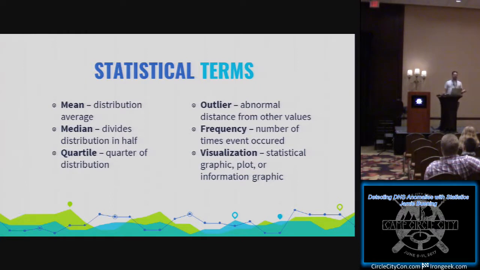Terms, you've probably heard of these: mean, median. Those are both terms that describe the middle of a data set in different ways. We've got a quartile, which is just 25% of a group of observations or data. And then outlier would be obviously something abnormal, right? That's what we're looking for. Frequency being a number of times something happened, right?